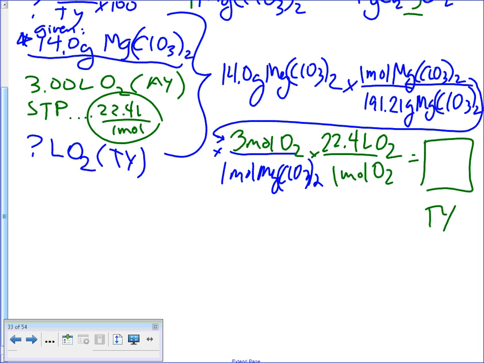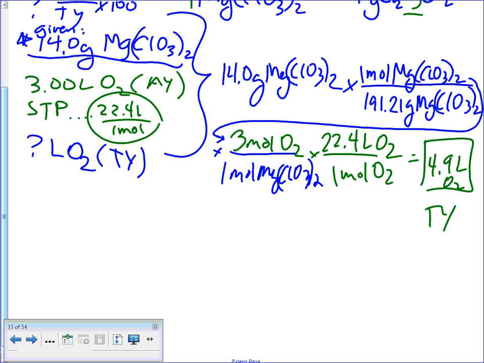This is theoretical yield. So in La La Land, if I had 14 grams of magnesium chlorate and I decomposed it and it made all the gas it was supposed to make, this is how much gas it should make in La La Land. What's that answer? 4.9 liters of O2. Okay, so what do you notice the differences between actual yield and theoretical yield are?